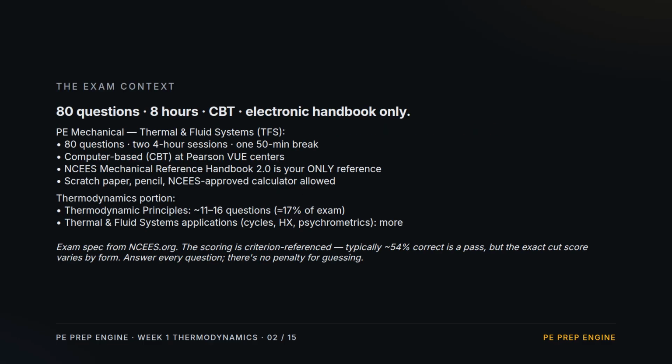The exam context: PE Mechanical, Thermal, and Fluid Systems, 80 questions over 8 hours, 2 4-hour sessions, 1 50-minute break, computer-based at Pearson VUE. The NCEES Handbook 2.0 is your only reference, a searchable PDF, scratch paper, pencil, and an NCEES-approved calculator allowed. Thermodynamic principles run 11 to 16 questions, about 17%. Applications add more. No penalty for guessing, so answer everything.